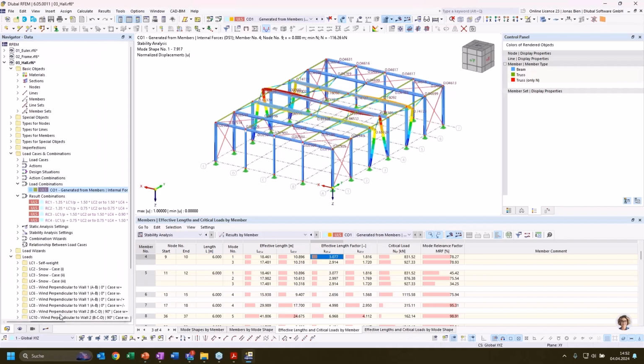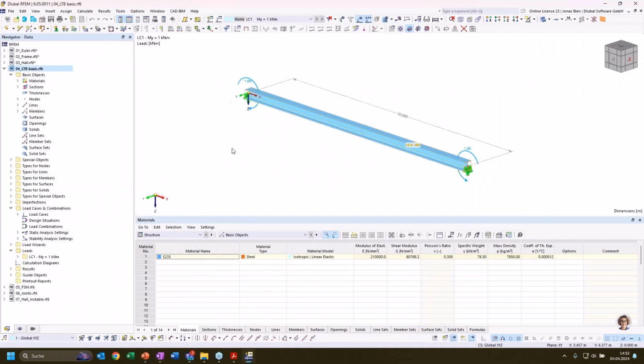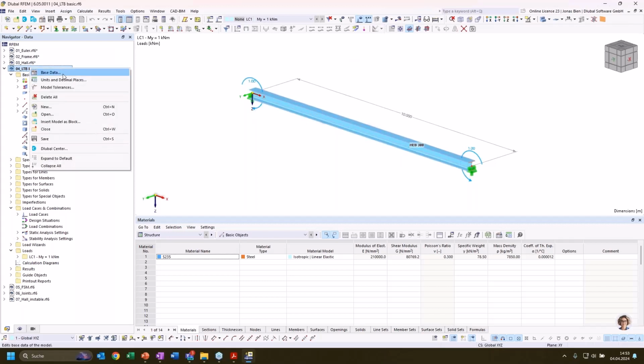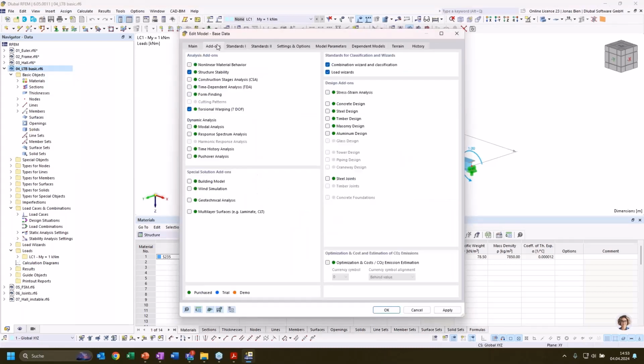And I want to make another small example where we just investigate the lateral torsional buckling of a simple system, where we again, as in the first Euler case, know the exact solution, and I want in the first step to compare the values that we are getting from RFEM with the analytical value. So in order to perform a structural stability analysis where we can also consider lateral torsional buckling, for example, we would, in addition to the structural stability add-on, also require the torsional warping add-on.